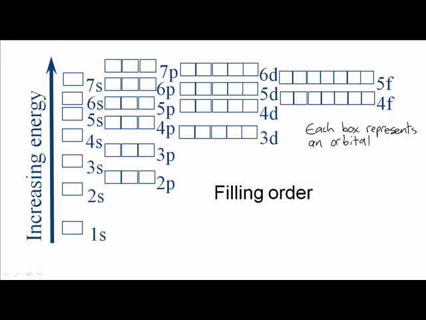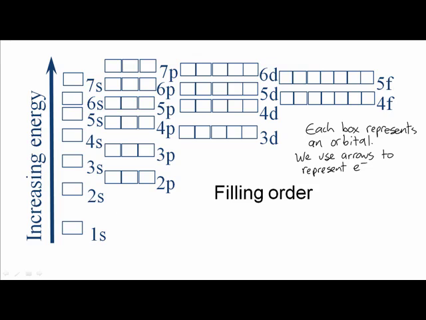And an orbital can hold how many electrons? 2. So we use arrows to represent electrons. And in each box we can put 1 arrow up and 1 arrow down. The reason we have those gets at something that we don't have to talk about anymore, and that's the spin quantum number of the electron.